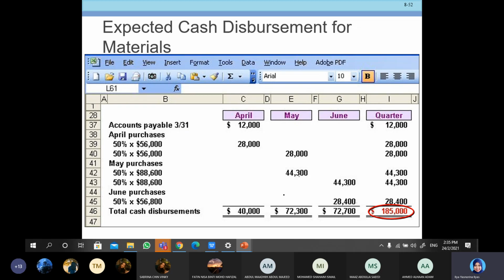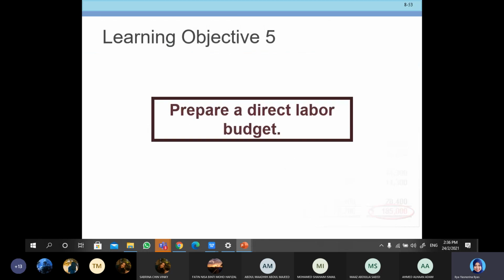So all of these you have to transfer into the cash budget. So this is how we calculate cash disbursement. What is cash disbursement? How much money needs to be taken out, maybe taken out for material. Yes, something like that. That is the meaning of cash disbursement.